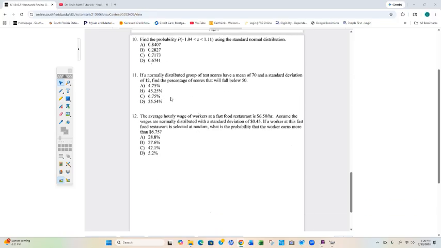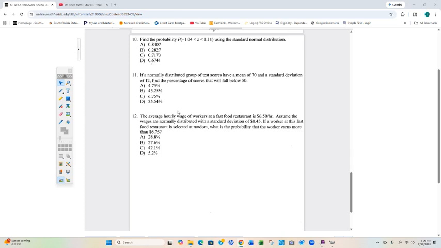Number 11, if a normally distributed group of test scores has a mean of 70 and a standard deviation of 12, find the percentage of scores that fall below 50. A is 4.75%, B is 45.25%, C is 6.75%, D is 35.54%. Try that one.